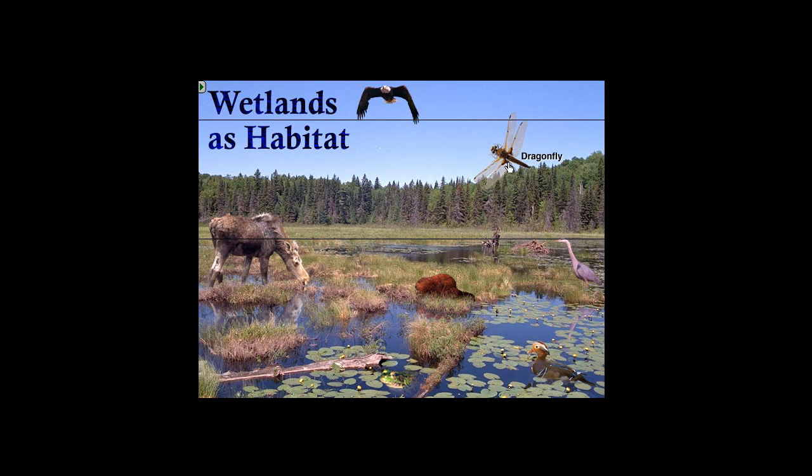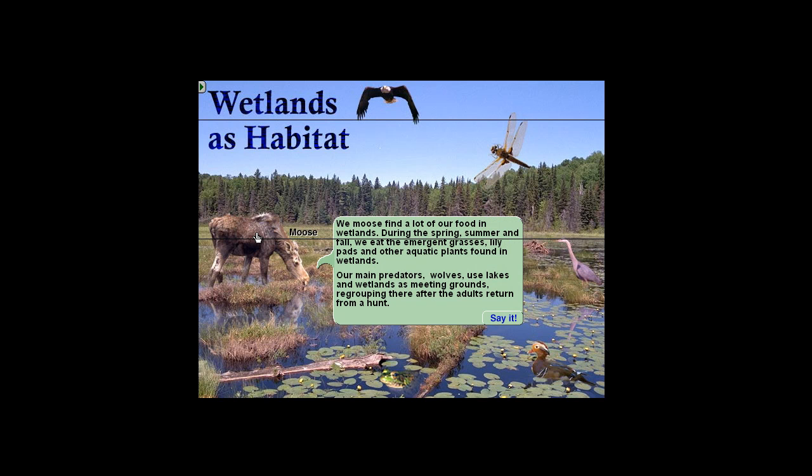You have the bald eagle, the dragonfly, the heron, the wood duck, the beaver lodge, which you can see on the other side is where he lives, and the moose. If you click on each one, it gives you a brief description. If the child would like to have it read out loud to him, all they have to click is say it, and the words will be read.